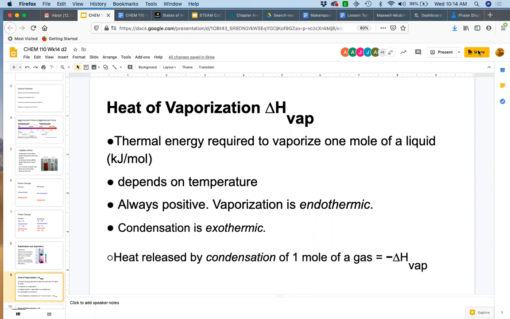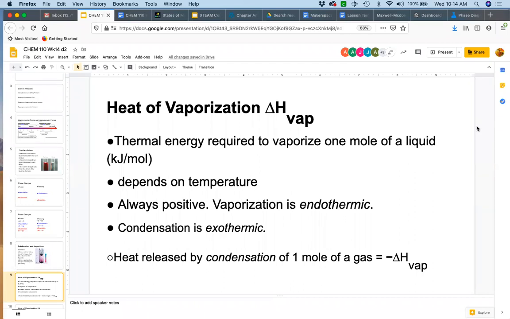And here's the piece I think that's super interesting. The heat of vaporization is always positive. That's because vaporization is endothermic. So that means I'm putting energy in. I'm always adding energy, which is why my delta H is positive. I'm not giving off energy, I'm always putting energy in. Condensation, on the other hand, is exothermic. That's giving off energy. So we use these terms endothermic and exothermic.